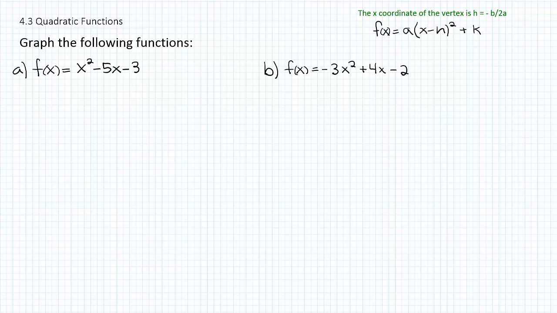Graph the following functions. All right, in example A, we have f of x is equal to x squared minus 5x minus 3. We would love it if this function was already in this form here. If it was in that form, f of x is equal to a times x minus h squared plus k, then we'd be able to see what the vertex is right away.